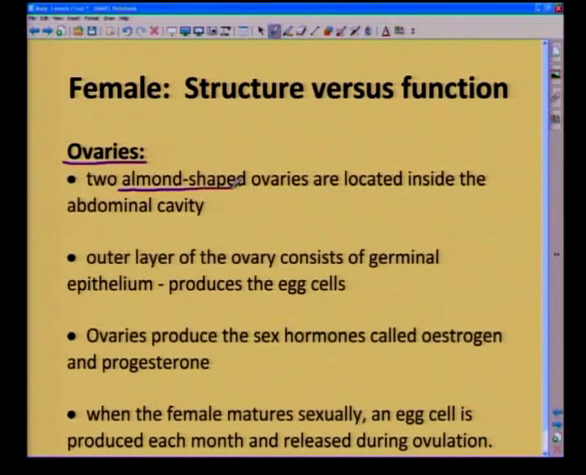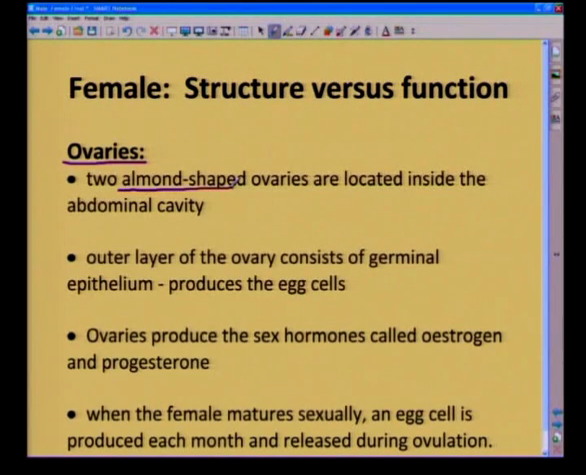Because that's where the baby is going to grow, so it must be protected, where the male has it outside his body. Also, that's another reason why in the male reproductive system there are a lot of nerve cells there to make sure that the penis and the testicles are well protected. Whereas in the female, there is less sensitivity because everything that's worthwhile sits within the pelvic area. All right, so we have two almond-shaped ovaries.